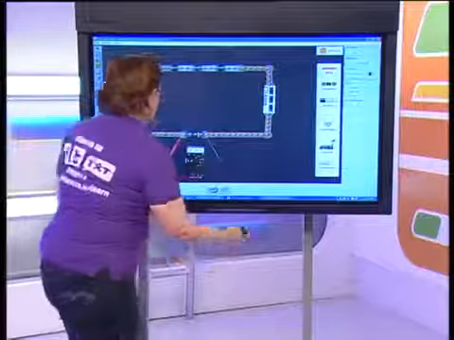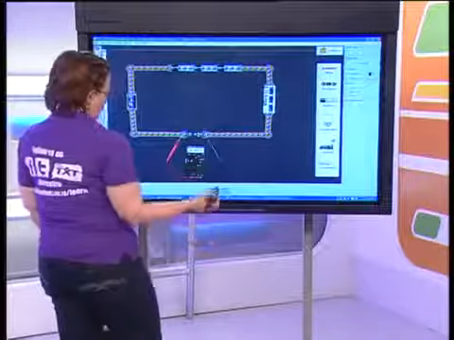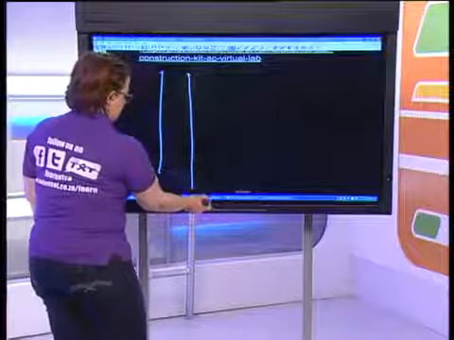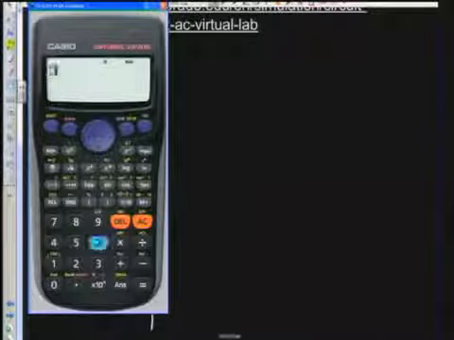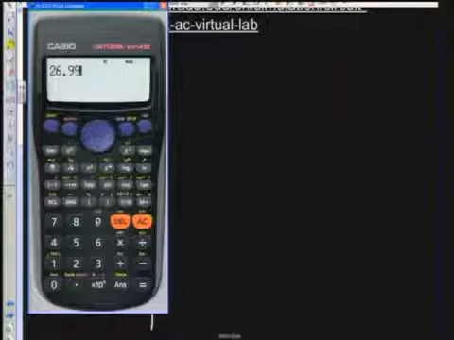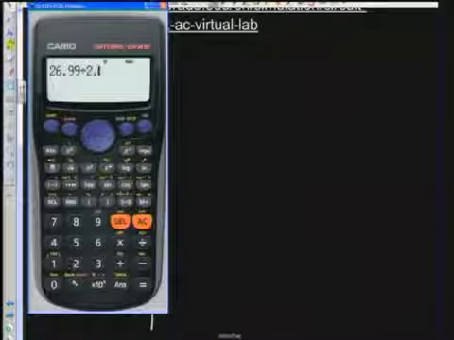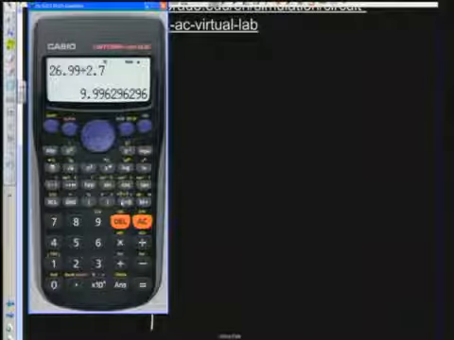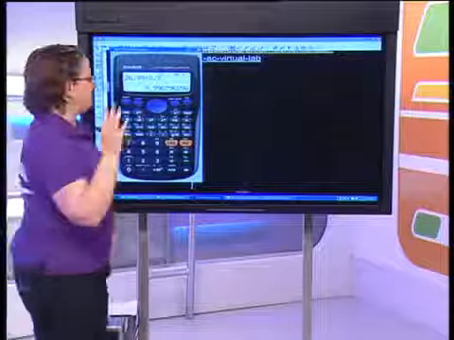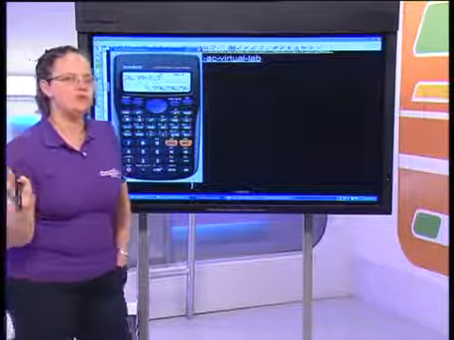Now if we go to our calculator, because I'm going V divided by I, I'm going to go 26.999 divided by 2.7. It gives me 9.996. We would need to round off to 2 decimal places, so this is 10. So this is okay, we're okay with that. So far we got 10.